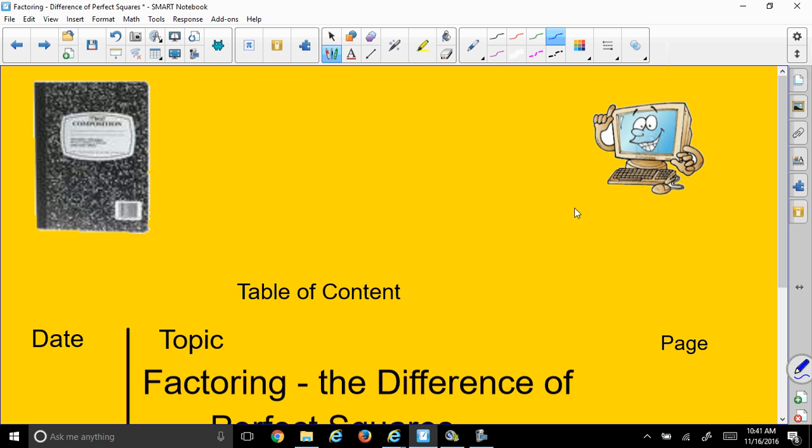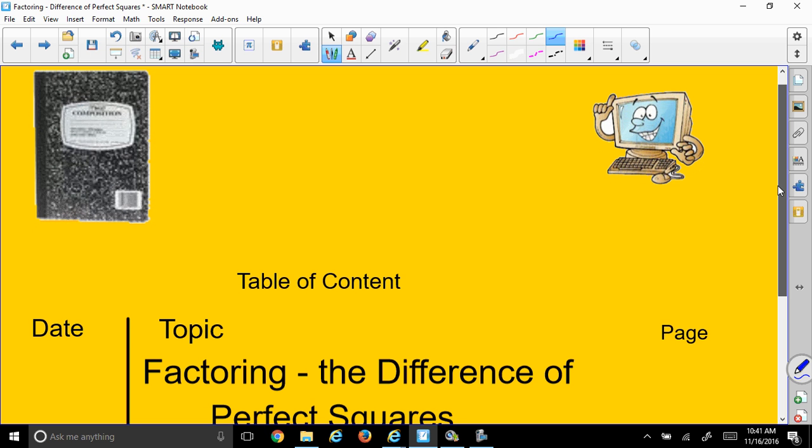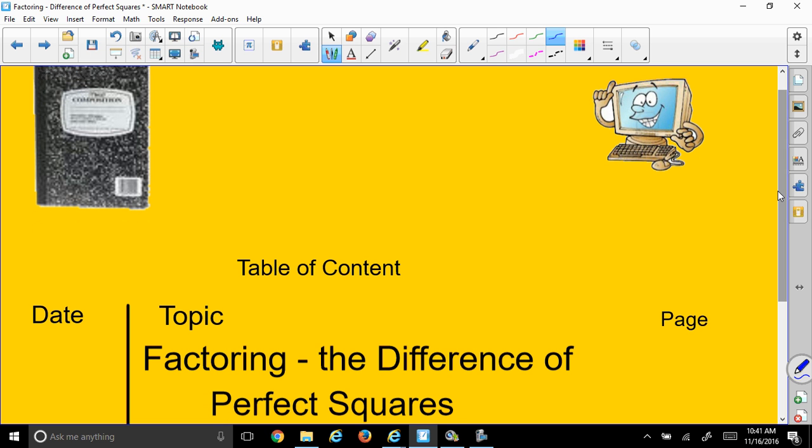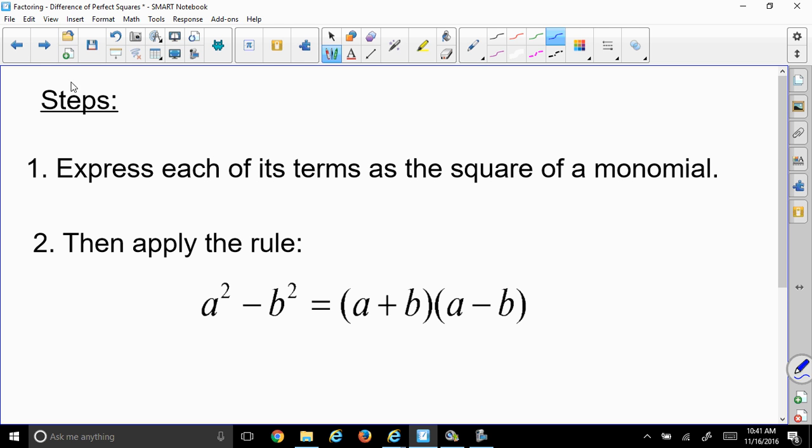This is Dr. Robinson again, and we're going to continue our studies. This time we are talking about factoring the difference of perfect squares. Here are the steps. Express each of the terms as the square of a monomial. Then apply the rule a squared minus b squared equals (a plus b)(a minus b).